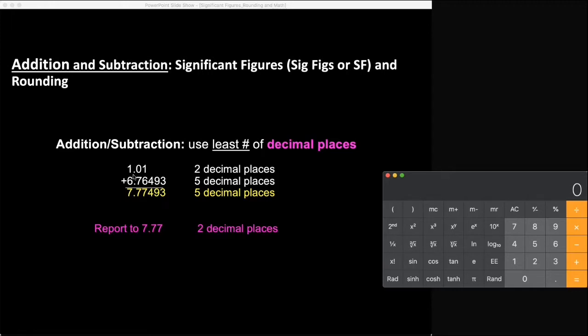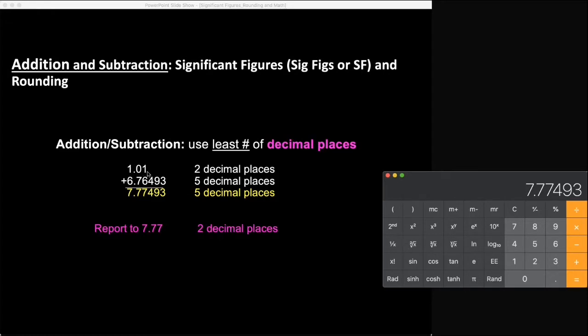For example, 1.01 plus 6.76493. You put those in your calculator and you get 7.77493. So now we're going to round, if we need to, and find the number of sig figs we need.